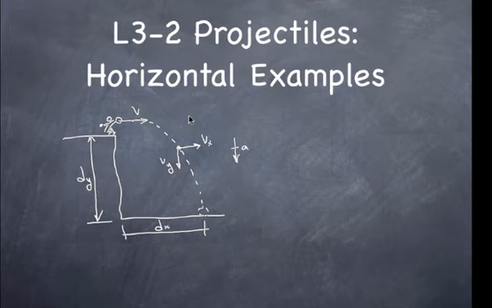Okay, today we're looking at horizontal projectiles. Remember that horizontal motion is completely independent of vertical motion. So at any time, the horizontal motion is going to be constant, and we can analyze that motion completely separate from the object falling.